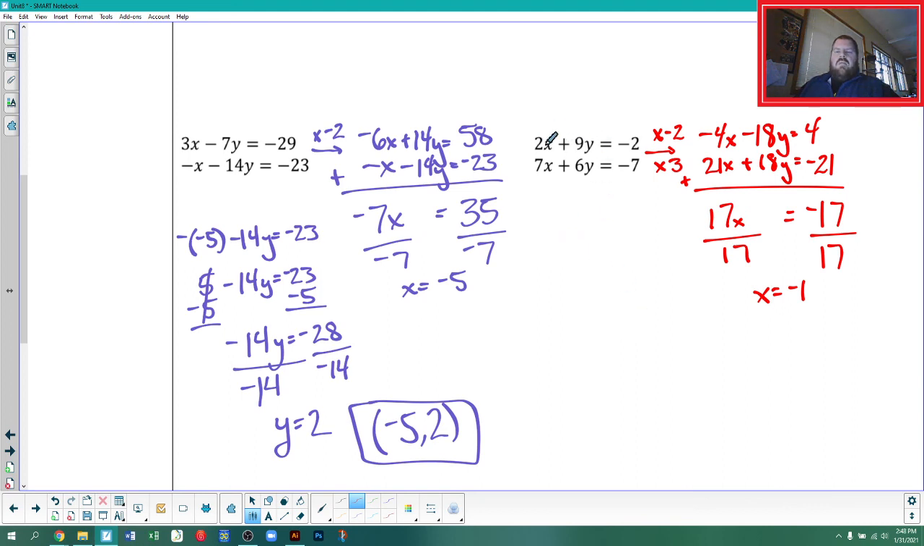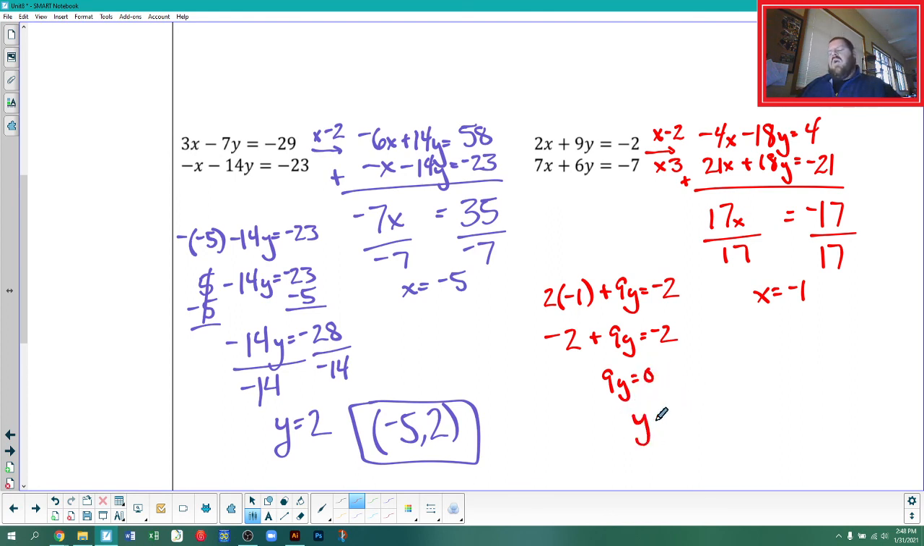Now we'll find y. Maybe we pick on the top equation. 2 times -1 plus 9y equals -2. That's -2 plus 9y equals -2. And when I add 2 to both sides, I get 9y equals 0, which is going to give me that y is equal to 0. So the coordinates, -1, 0. And that'll be it.